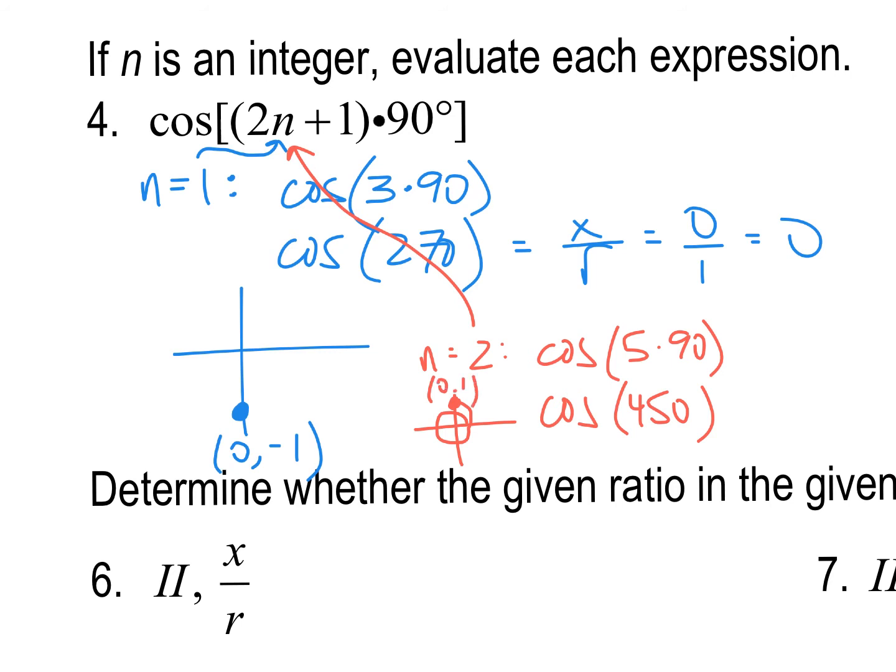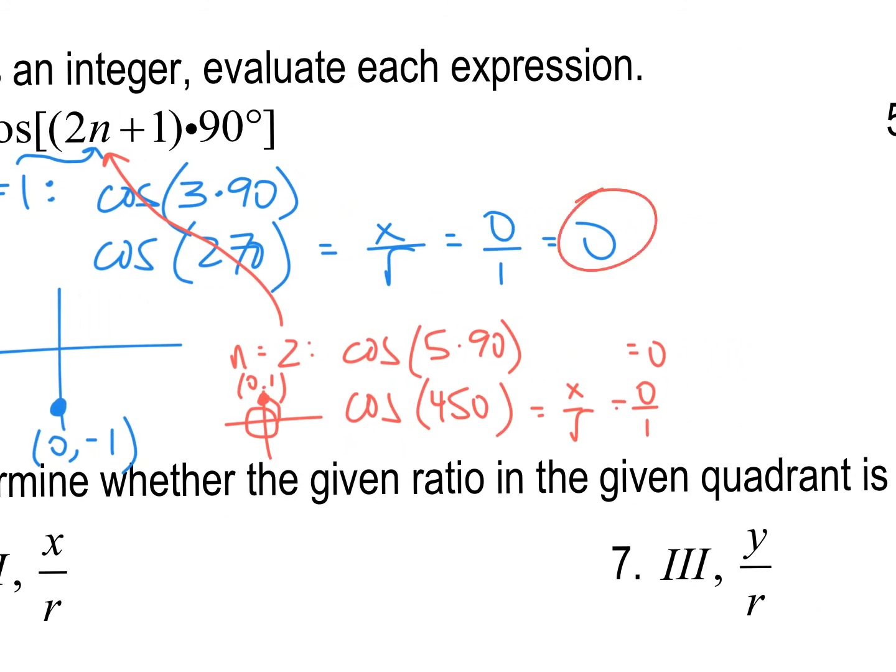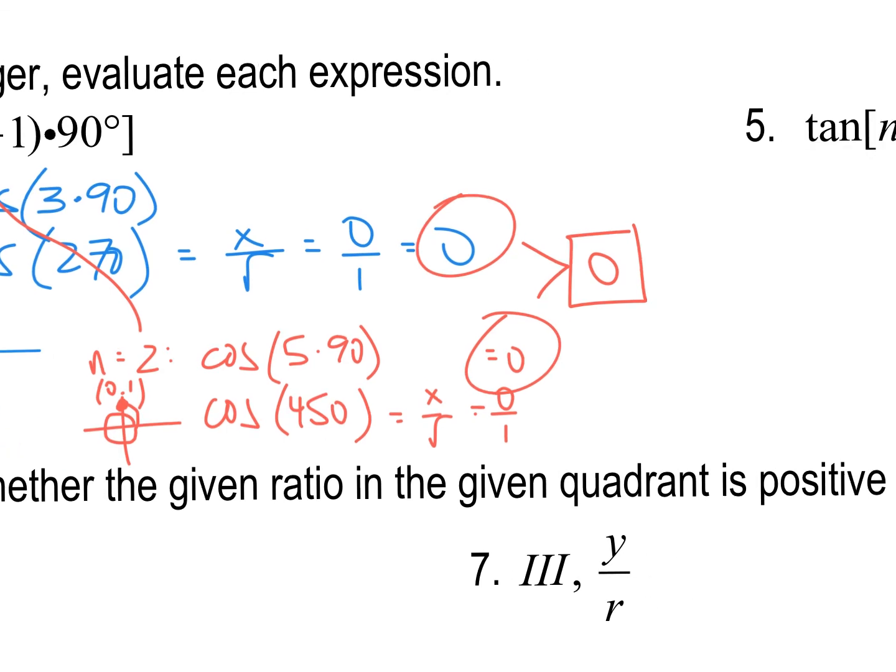And again, what's the x value and what's the r value? 0 over 1, which again is 0. So that means, my friends, we got 0 for both of these. That means the answer for the cosine of (2n plus 1) times 90, where n is an integer, is 0. Kind of confusing. Let's try one more.